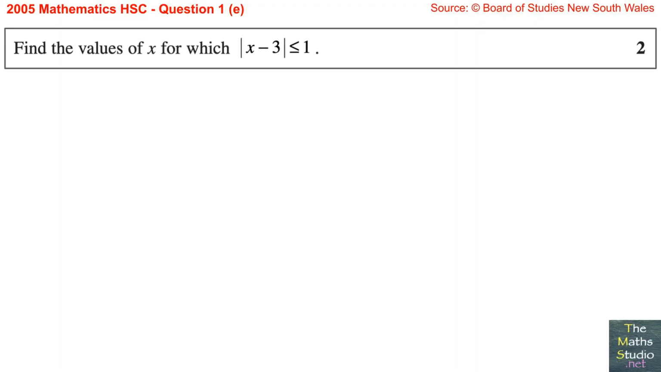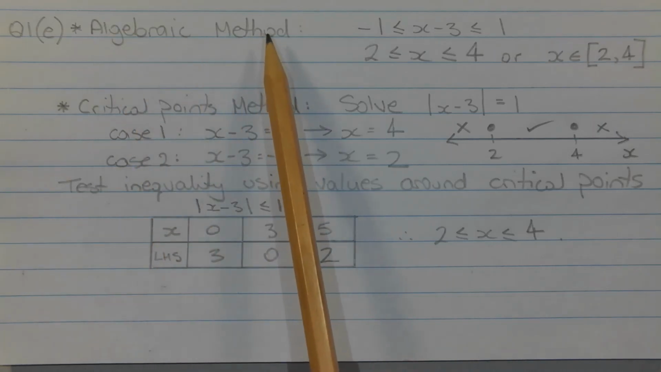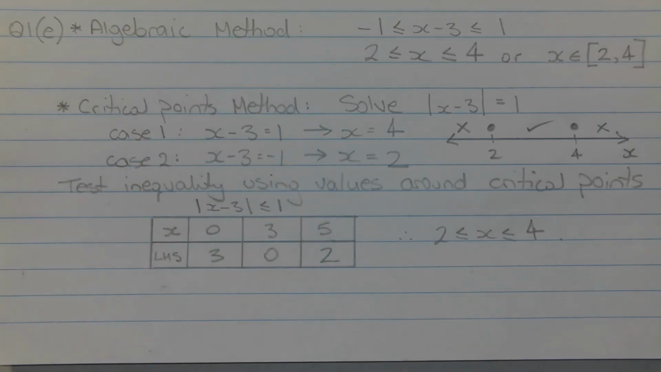Question 1, Part E. Find the values of x for which the absolute value of x minus 3 is less than or equal to 1. Using an algebraic method to solve the inequality, I can rewrite the original inequality, which uses the absolute value brackets, as a three-way or a three-sided inequality without using the absolute value brackets.